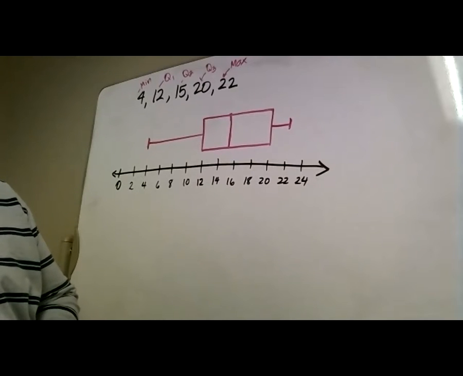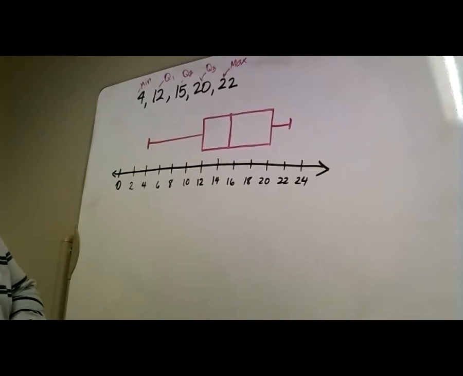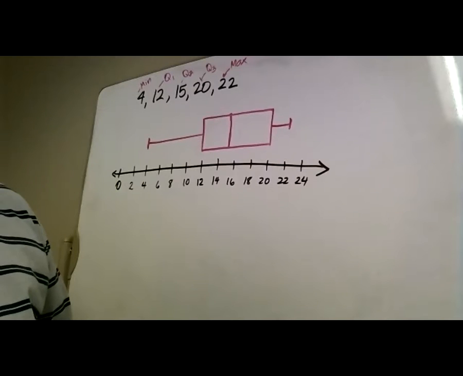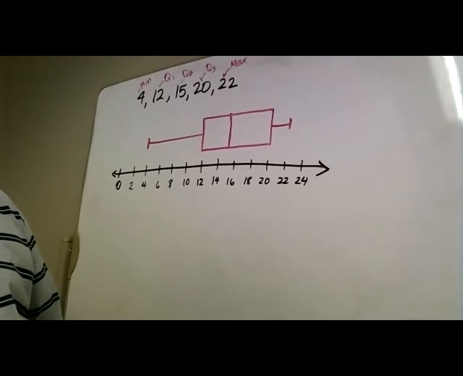Okay. So this is what the box plot looks like for this five-number summary. Any questions about problem number 2? Just creating that box plot just from the five-number summary.